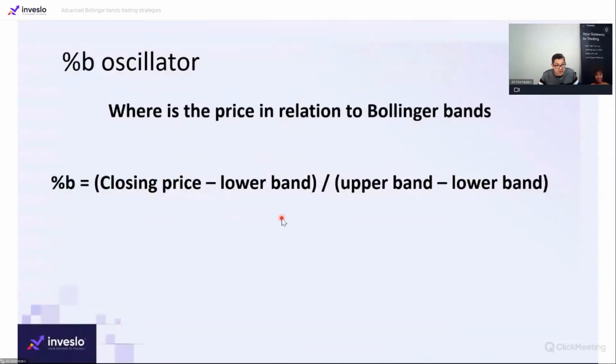And you see why the levels are 0 and 1, the lower band and the upper band, because here we have the upper band minus the lower band, which is a variable for us. But we also have the distance of the closing price from the lower band. So when the closing price is right at the lower band, it gives us 0 for this calculation, and then percent B gets 0.